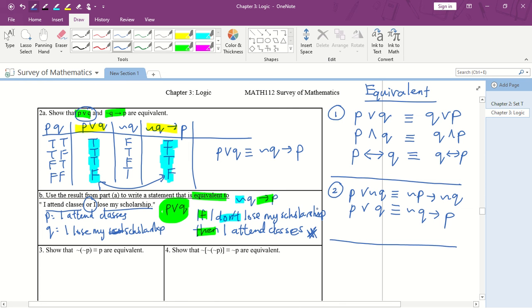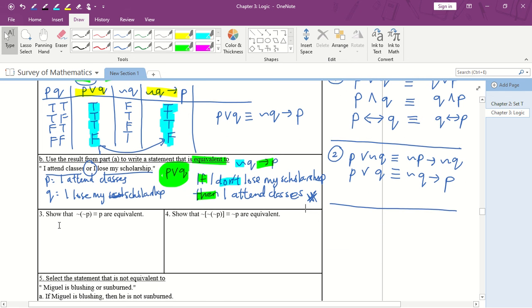Let's look at the next one, the third one here. Show that negation of negation P is equivalent to P. Try to think about this question, along with a small algebra question: negative of negative 3 is equal to 3. Do you find these two similar?